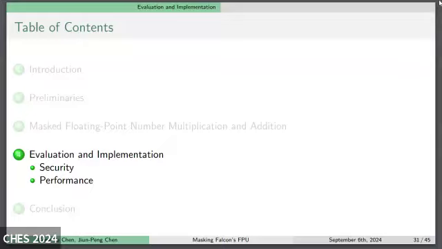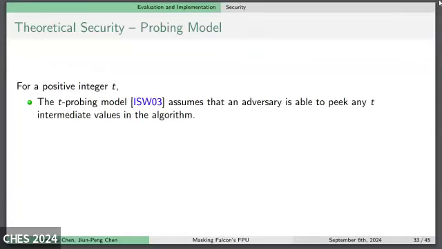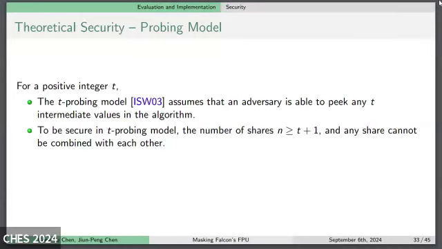Now let's go to the evaluation of our design, including security and performance. First, security. For theoretical security, we consider the probing model. Given a positive integer t, the t-probing model assumes that there's an adversary who is able to pick any t intermediate values in the algorithm. Note that to be secure in the t-probing model, the number of shares must be larger than or equal to t plus 1, and no shares can be combined with each other in the algorithm.